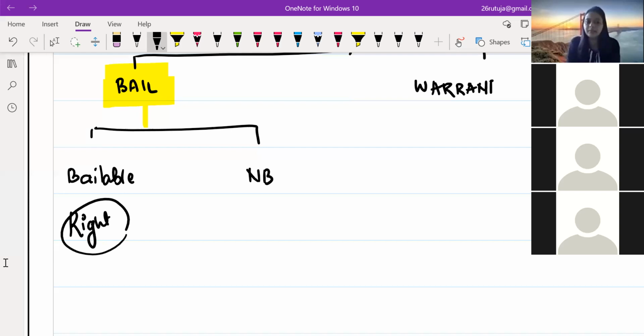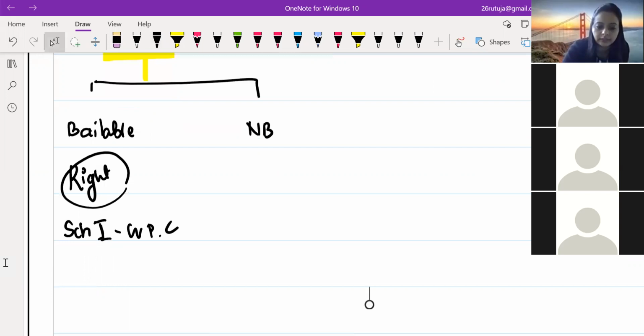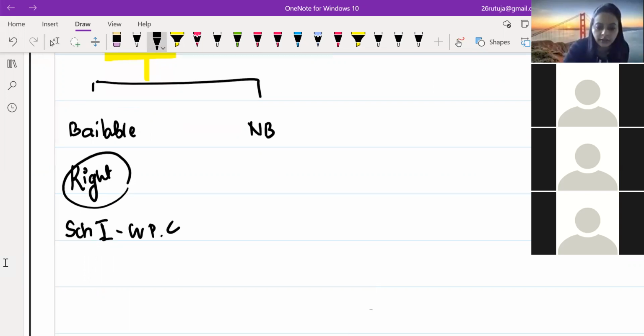So bailable offenses कौन से हैं? So you will find this in the first schedule of CrPC. इसी कोड के फर्स्ट शेड्यूल में आप इस बेलेबल ऑफेंसेस के लिस्ट को देख सकते हो. One example I will give you. Okay, one example, dishonor of cheque. अगर आप किसी को चेक देते हो और वो चेक डिसऑनर हो जाता है, चेक डिसऑनर.